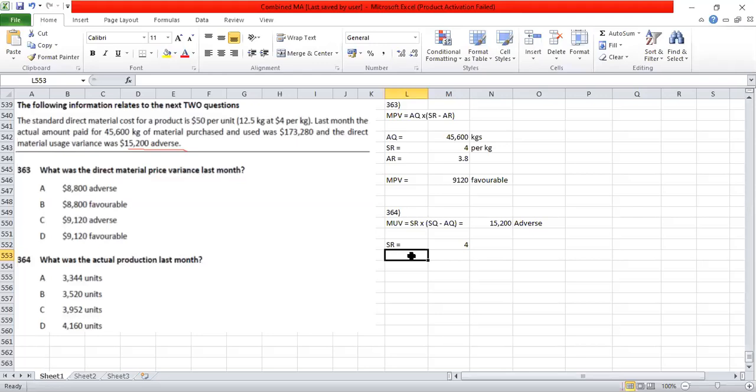Let's not get deviated. Standard rate is 4. Now we need to know the standard quantity, which is for the actual units produced. Then we also need to know the actual quantity of material used. We see that they have used 45,600 kgs of material.